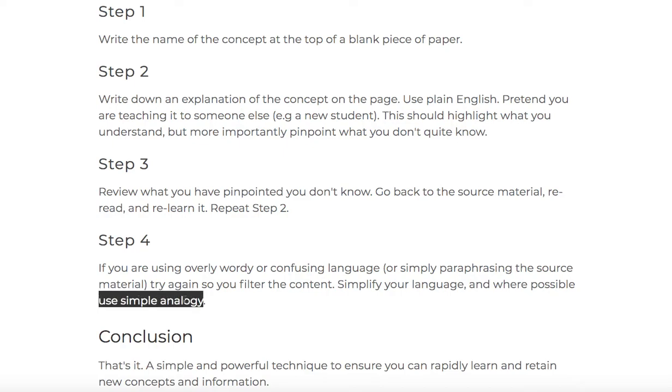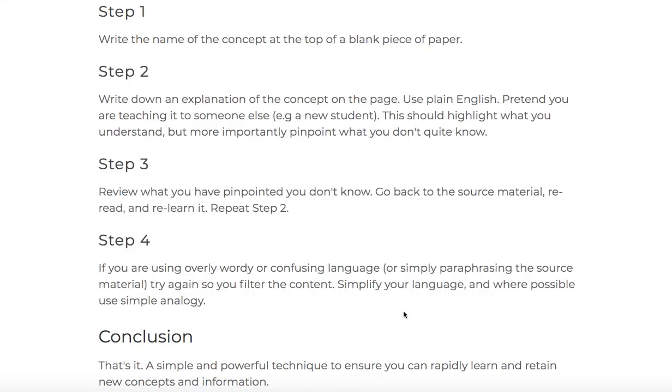And so that's what I want you to do: use a simple analogy that's commonly understood by most people and that fits the concept that you are describing. I guess that's about it.